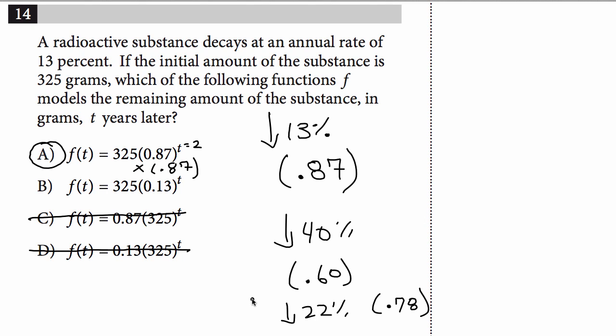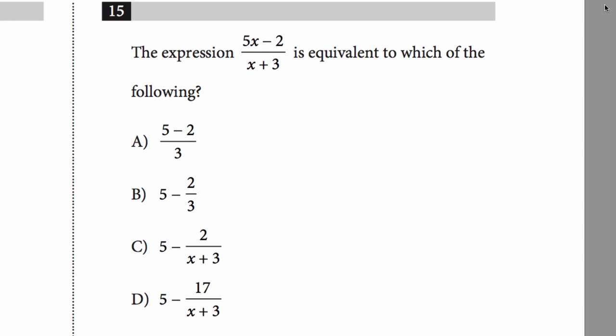All right, move on. All right, number 15, it wants to know the expression 5x minus 2 over x plus 3 is equivalent to which of the following? You know what? I'll just take a different approach for this one today. I'm just going to plug in. Let's do x equals 3. So that means 5 times 3 minus 2 all over 3 plus 3.